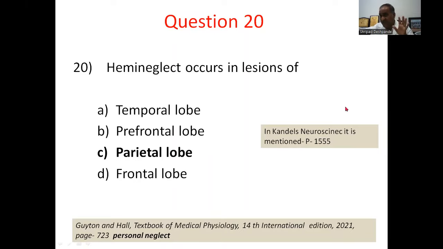Again, the things are not clear. Hemineglect is a very distinct phenomenon, a distinct entity of the nervous system, and it is less taught to students of physiology. I should confess, I would not have talked to my students about it anywhere. Anyway, personal neglect is what I had mentioned, and so the parietal lobe is maybe the correct response.